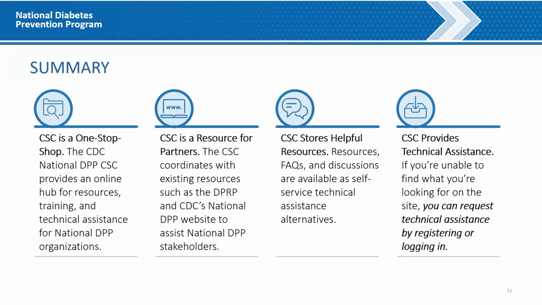In summary of today's presentation, the National DPP CSC provides a hub for resources, training, and technical assistance for potential and existing CDC-recognized program delivery organizations and other national DPP stakeholder groups. The CSC coordinates with, but does not replace, DPRP key functions or the National DPP website. The CSC contains a wealth of resources, frequently asked questions, and discussion posts to make it quick and easy for you to find the answers on your own and within the national DPP community.